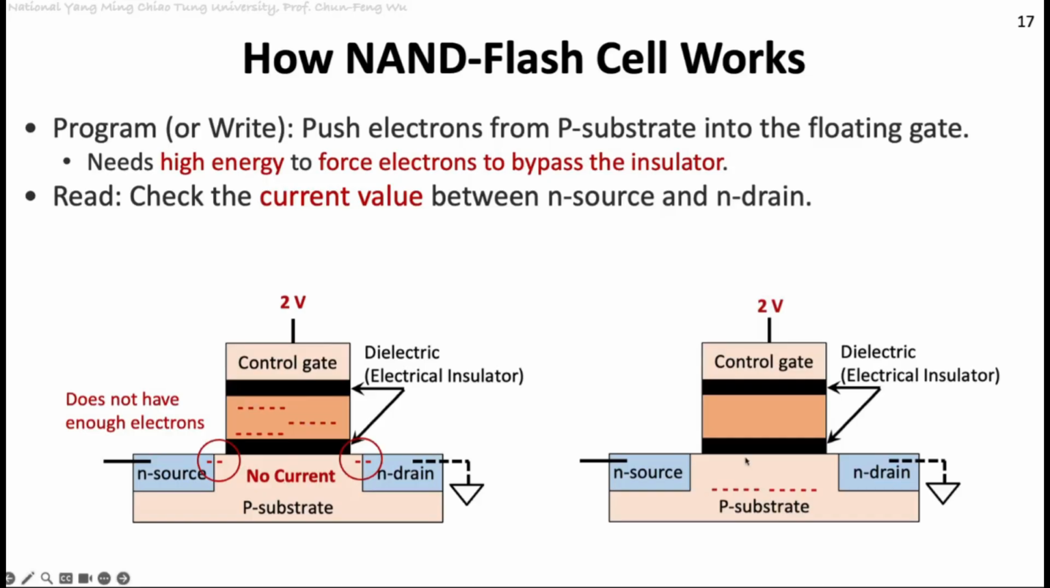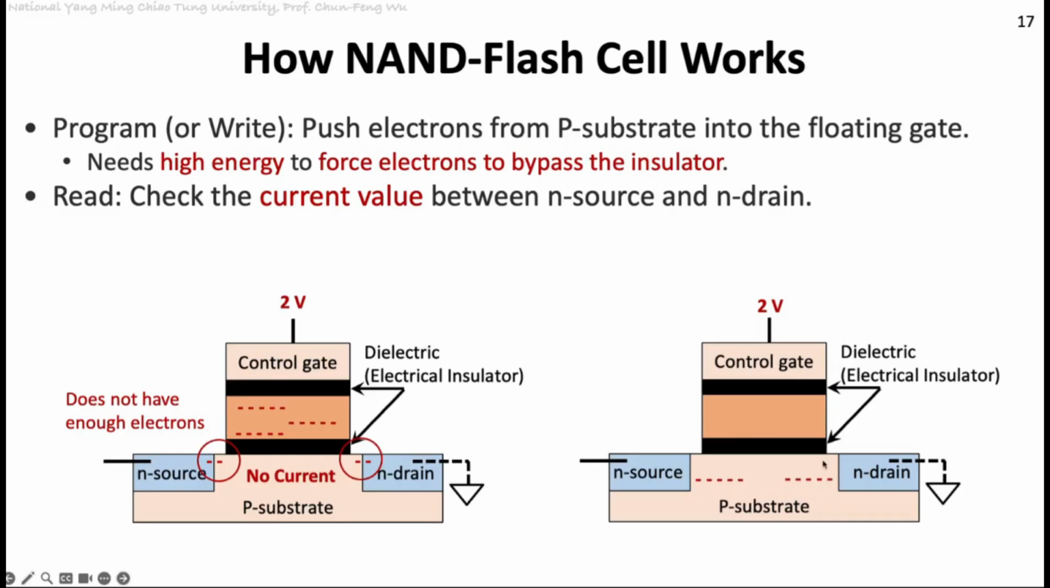So you can think about it: if you use 2 volt and you don't do the program before using the read, actually you can get that much. But because when you apply a 20 volt before you are going to read the data, then some of the electrons will be captured inside the floating gate.